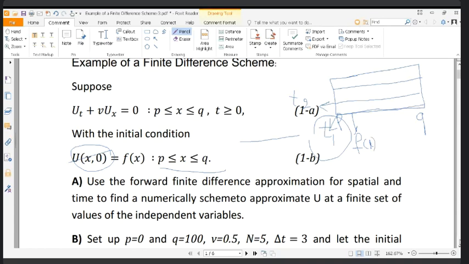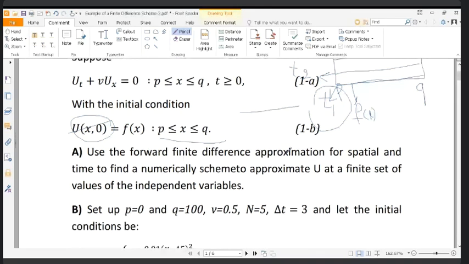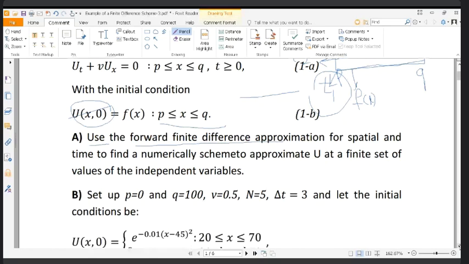In this example, at part A, we have used the forward finite difference approximation for space and time to find a numerical scheme to approximate u at a finite set of values of the independent variables. This part says, first you discretize the domain for x and for t. And when you compute the mesh grid, you use the forward finite difference approximation, for spatial meaning x and for time meaning t, and find the numerical scheme to approximate u on this grid.